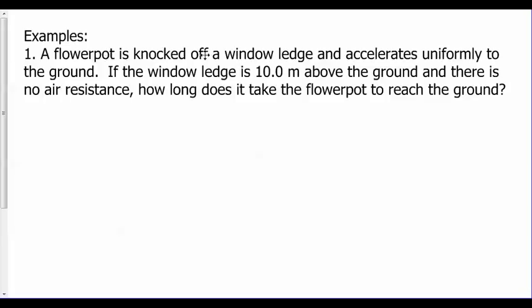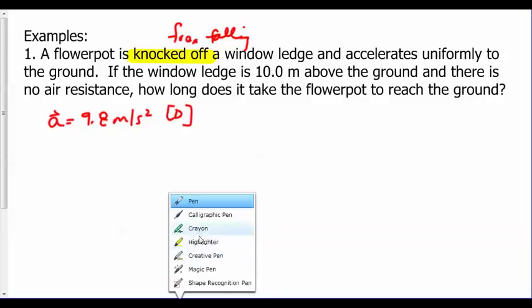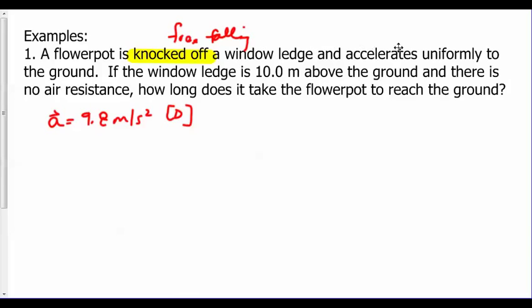A flower pot is knocked off the window ledge. When you see knocked off, you know right away, hey, this is free falling. So I'm dealing with something that is free falling. Right away I know that they have given me the variable of 9.8 meters per second squared down for the acceleration. Then it tells me that it is accelerating uniformly to the ground. If the window ledge is 10 meters above the ground and there is no air resistance, how long does it take for the flower pot to hit the ground?